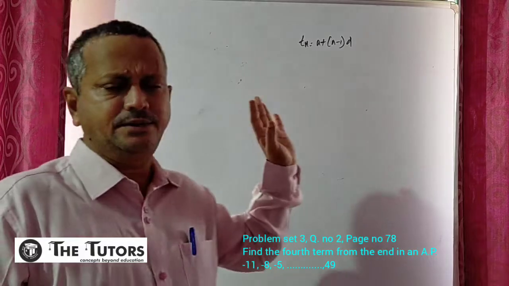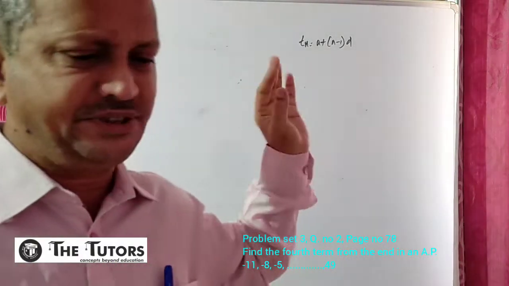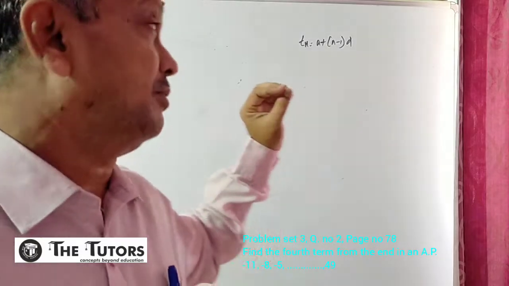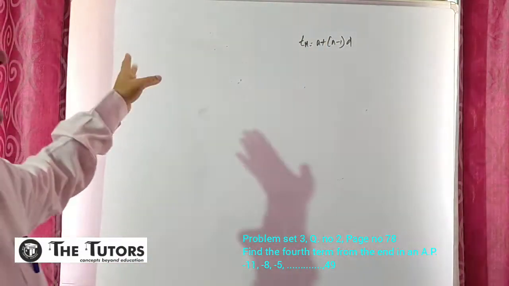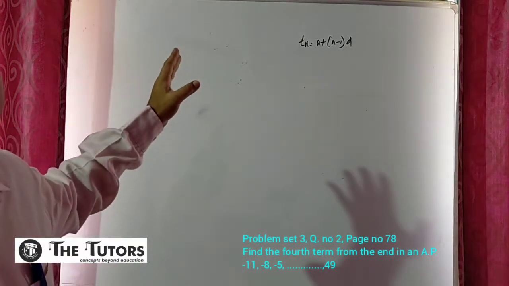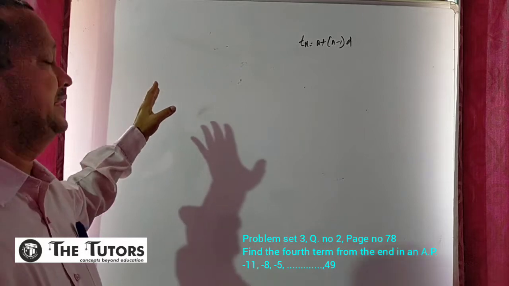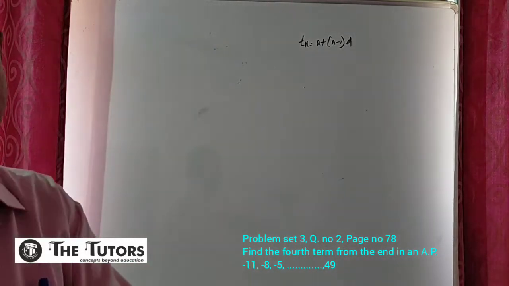Now coming to the problem set sum. Problem set number 3, question number 2, page number 78. What is given? Find the fourth term from the end in an AP.